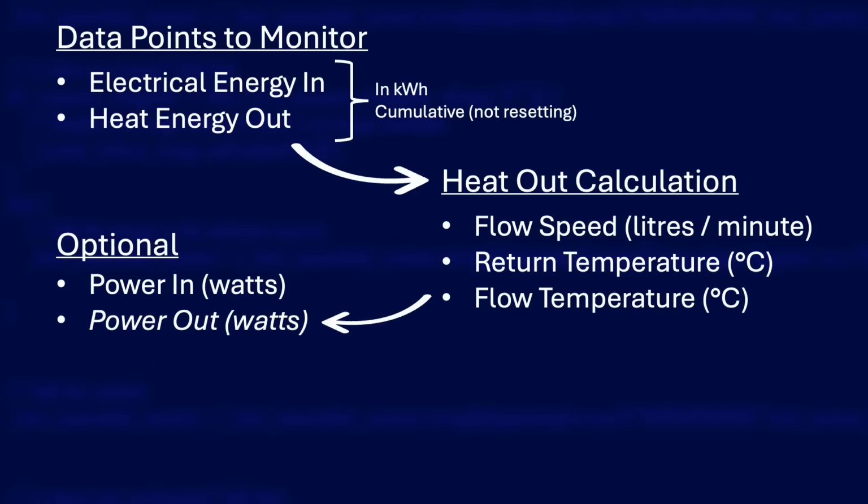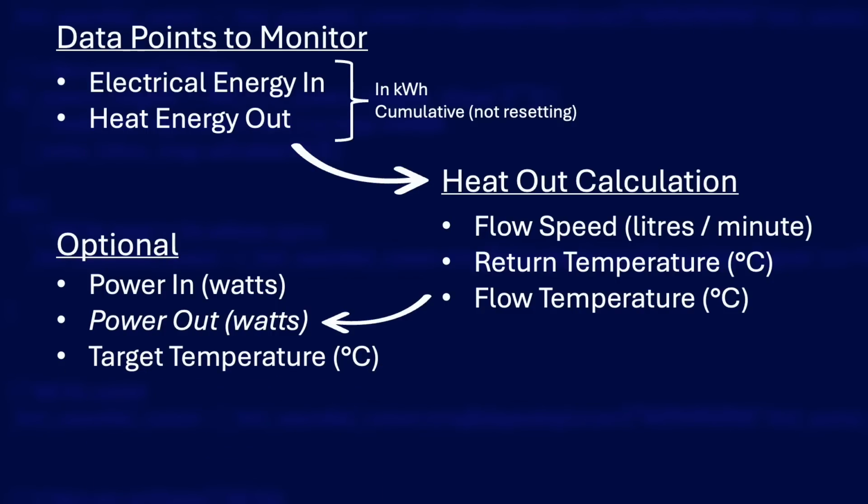You can display the heat power output too. Now the Octopus Cozy gives you this value in the API, but if you've had to calculate the heat energy output, then don't worry, Emoncms can output the heat power output too as part of that calculation, which I'll show you later on. You'll also want to monitor the target temperature.